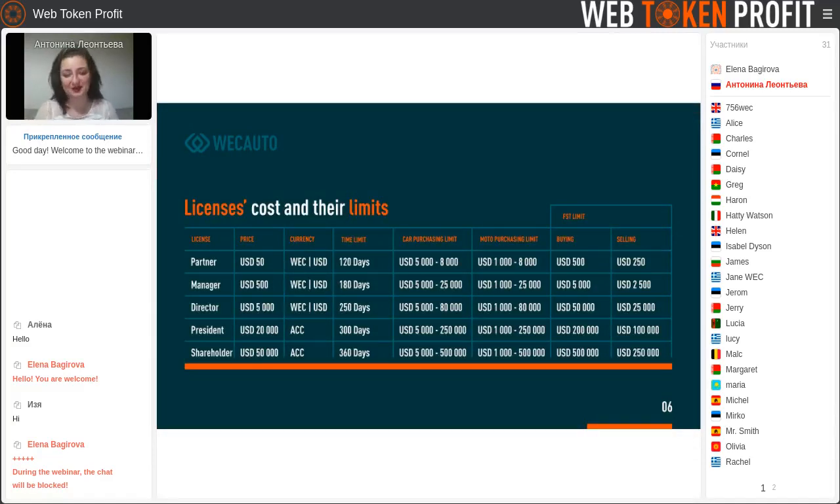Okay, once again about the license. Look at this table. We have 5 types of license. We repeat it once again: partner, manager, director, president and shareholder. The price depends on the cost of your car. Most of all, we can see the limit of using the license, a period of 120 days up to a whole year, 360 days. And of course, we can see the price, which is different for each license. So I think it's clear with the license, all we've said.